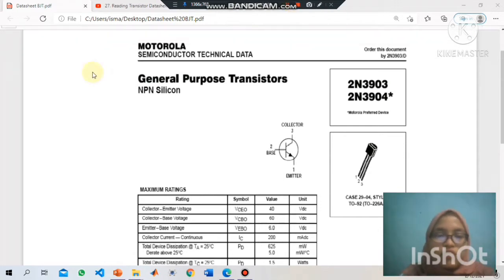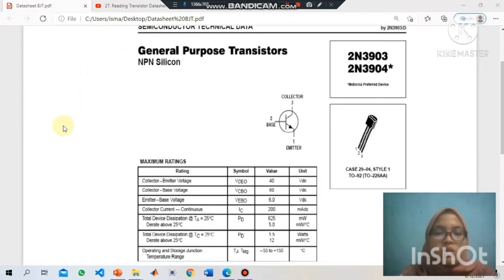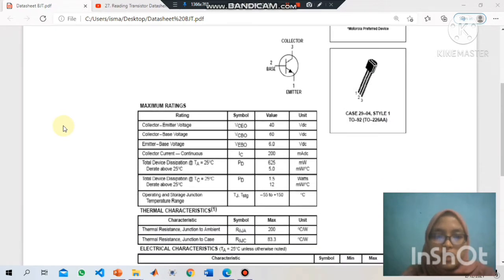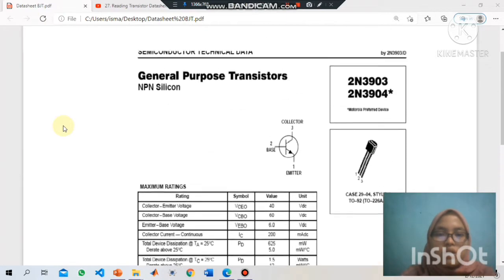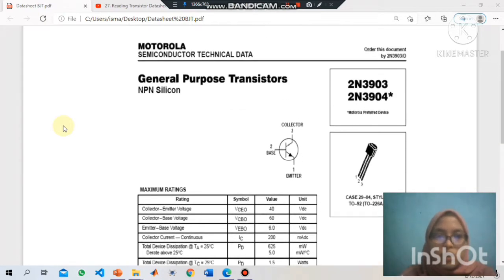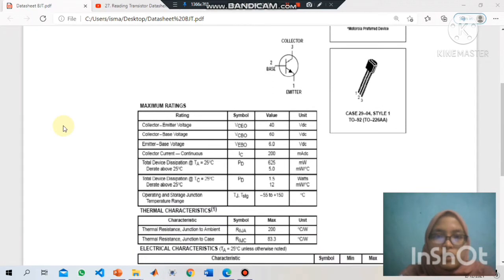And now we will move to the part of reading the transistor datasheet of a BJT. For this datasheet, I have chosen one of the models in the current market, which is the transistor model 2N3903 from Motorola. In this datasheet, I will cover the maximum ratings, the thermal characteristics, and also the electrical characteristics of the transistor model 2N3903 from Motorola. So let's take a look at the maximum ratings of this transistor.